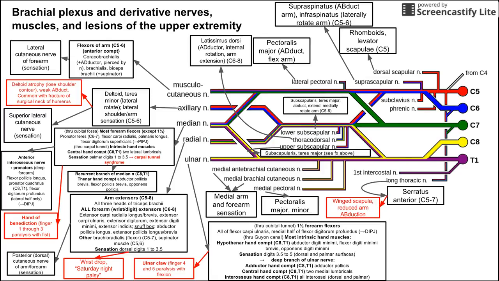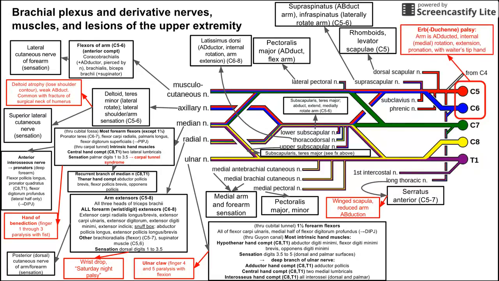A couple more lesions to go over. If you damage the brachial plexus at the roots C5 and C6, that's called Erb's palsy or Erb-Duchenne palsy. This is a characteristic adduction of the arm, internal rotation of the arm, extension of the arm, pronation of the arm, and the hand does a little odd flexion that's known as a waiter's tip hand. It's worth looking up an image of a waiter's tip hand as well. But all of those actions combined together is what's called Erb's palsy or Erb-Duchenne palsy.